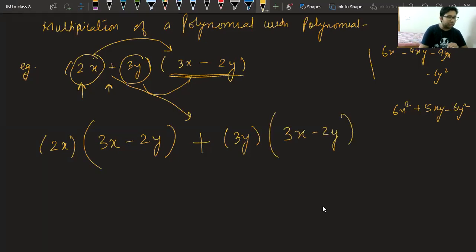Now tell me class, till this point any issue? Do you want me to repeat this or anything? How I distributed the first bracket over the second? Did you get this? Please answer. We are just distributing the first bracket over the second one.